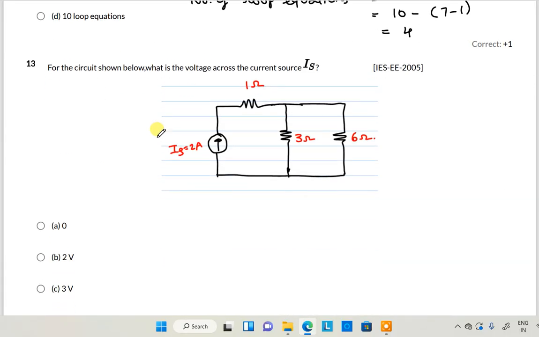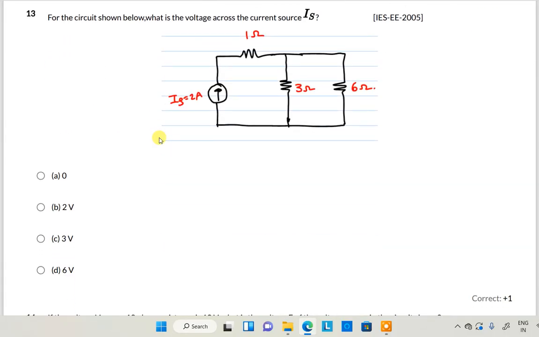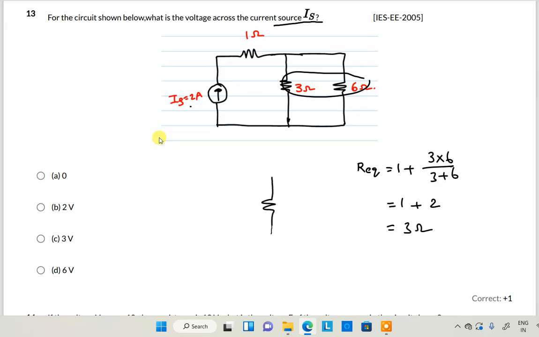Okay, next, for the circuit shown in the figure, what is the voltage across the current source IS? You want to find the voltage across the current source. First of all, find the equivalent resistance. These two are connected in parallel. Total R equivalent is equal to 1 plus, in series with these two, 3 into 6 by 3 plus 6, that is 1 plus 18 by 9, which is 2, so it will be equivalent to 3 ohms. The total resistance of our circuit is 3 ohms, and this is the current source, 2 amperes.